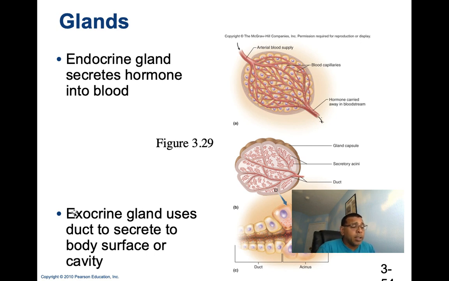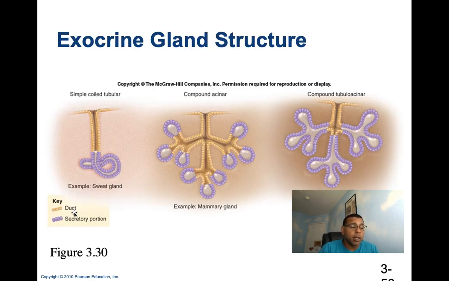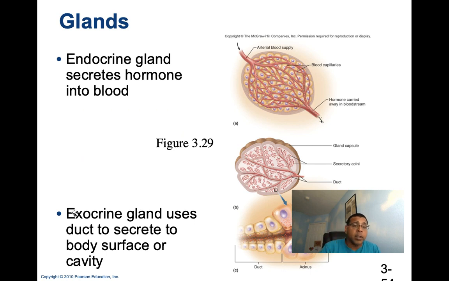Now, we can also classify our glands according to the number of cells. We can classify our glands as being either unicellular glands, which is what we're seeing here, one-celled glands, or they can be multicellular glands, made up of many cells. So let's talk specific classification. When we talk specific classification, we have first exocrine glands. Exocrine glands secrete their products onto a body surface, the skin, for example, or into body cavities.